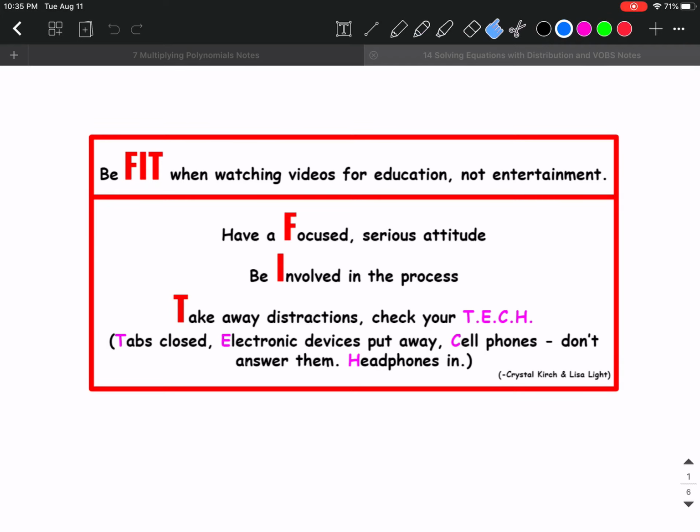Hi guys, it's Mrs. Williams, and today we're going to look at solving equations with both distribution and variables on both sides of the equal sign. So let's get ourselves ready. Make sure you have your notes ready to go. Be sure that you are fit and you have checked your tech.